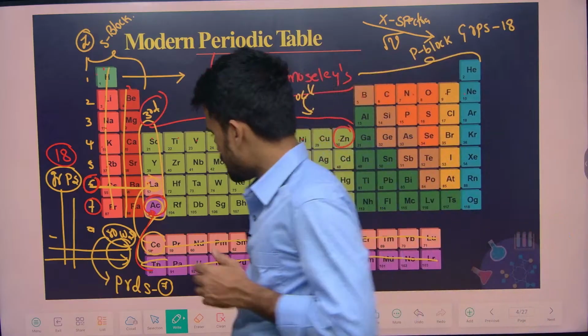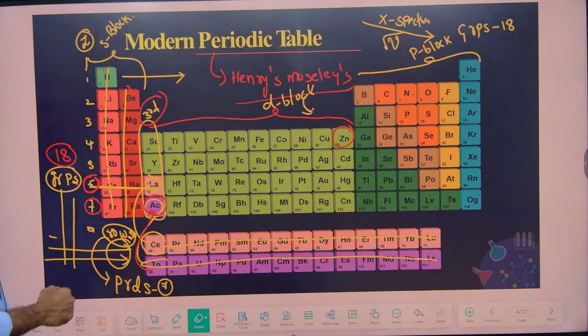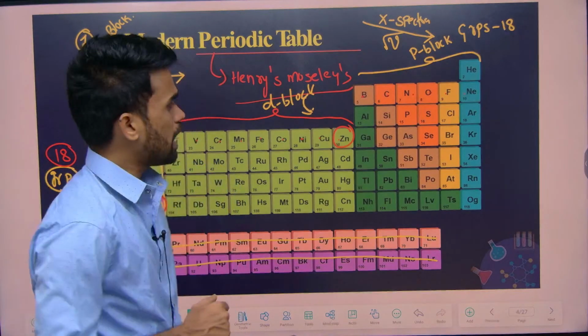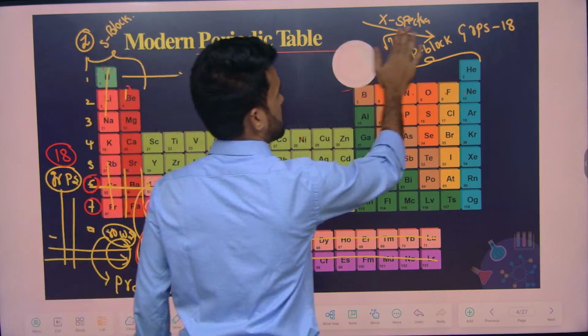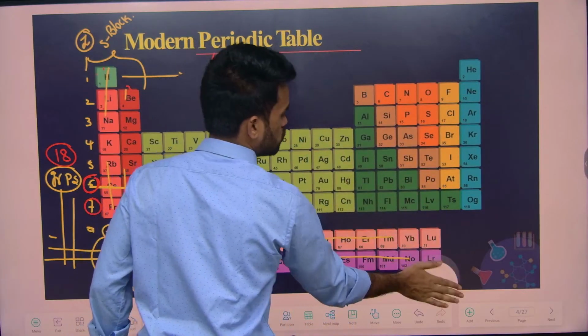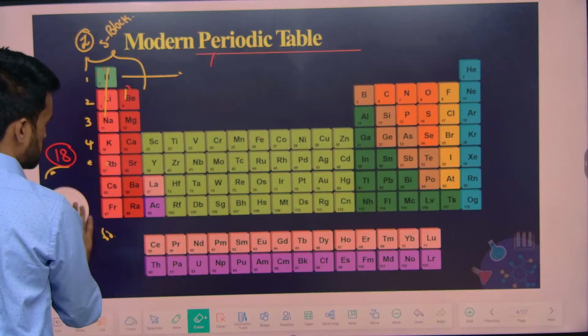Let us understand some properties here itself. Now, why did they arrange all the elements in this periodic table? What is the need of the arrangement? They arranged the elements to make studying the elements and their properties easier, to make it easy to study the properties of elements and their chemical reactions.